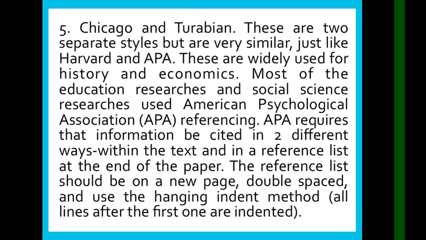Most of the education researches and social sciences or science researches use American Psychological Association or APA referencing. APA requires that information be cited in two different ways, within the text and in the reference list at the end of the paper. The reference list should be on a new page, double spaced, and use the hanging indent method. All lines after the first one are indented.